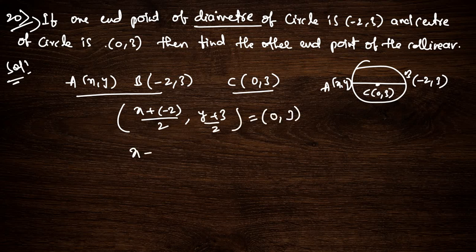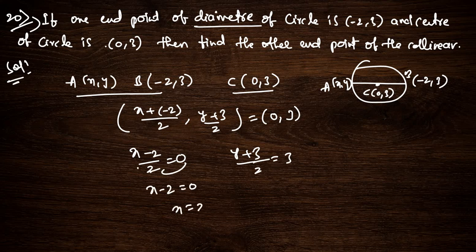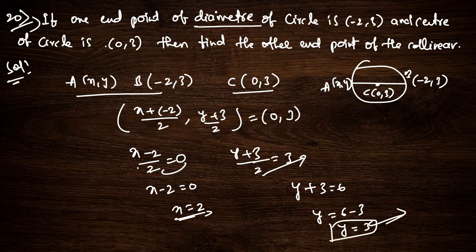So (x minus 2)/2 is equal to 0, and (y plus 3)/2 is equal to 3. Now here this 2 goes to the right side, and x minus 2 is equal to 0, so x is equal to 2. Here the 2 goes there and it becomes 6, so y plus 3 is equal to 6, and y is equal to 6 minus 3, so y is equal to 3. So this we got here. Now the end point is (2, 3), this one.